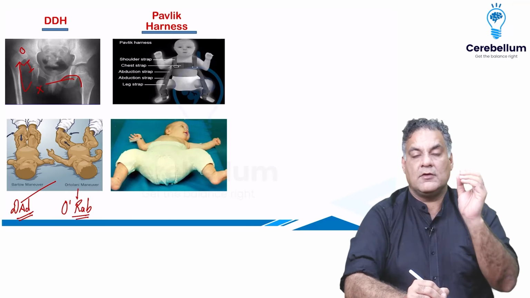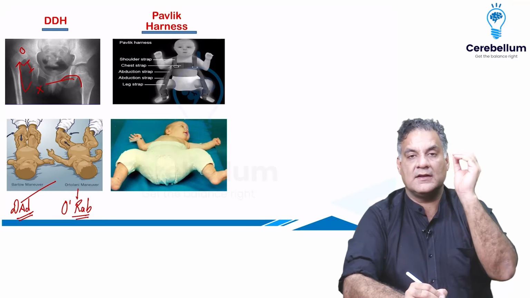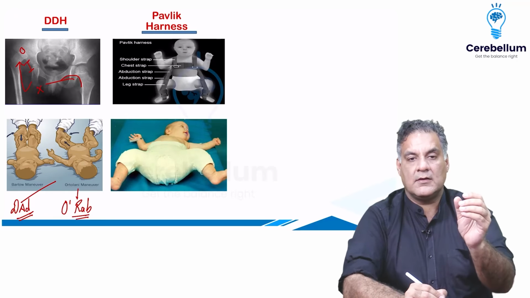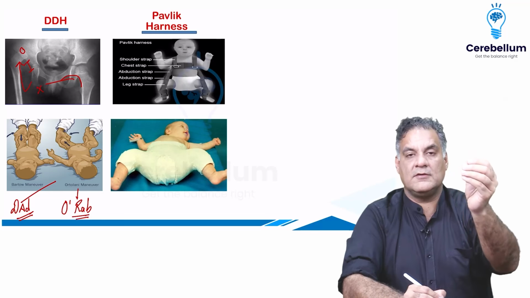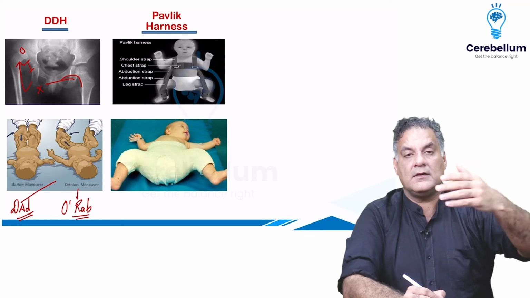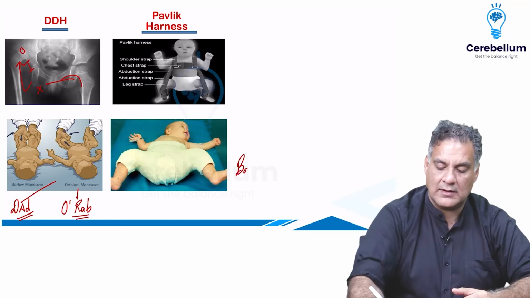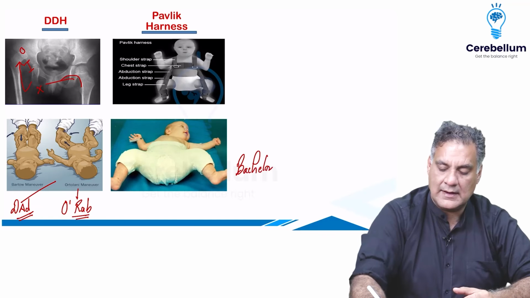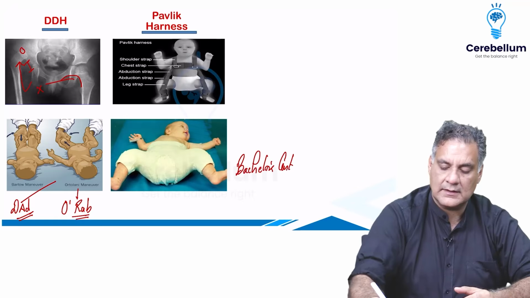All right. Now, what you need to remember is in DDH, you can give a Pavlik harness, or a Von Rosen splint. Von Rosen splint is for DDH, or you can give a Batchelor cast. They all are on the same principle, abduct the hip.